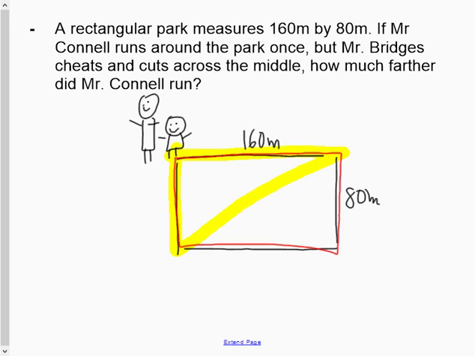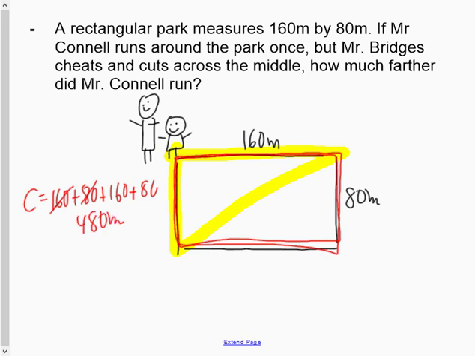How much farther did Mr. Connell run is the question. So the first question for Mr. Connell, he ran 160 plus 80 plus another 160 plus 80. When he went around 160 plus 80 plus 160 plus 80, he ran 240 plus 240. He ran 480 meters. Does everyone agree with that? Correct.